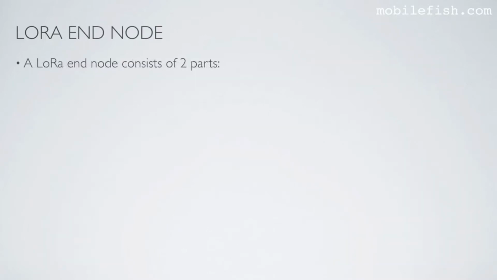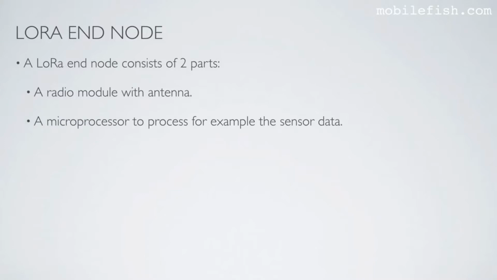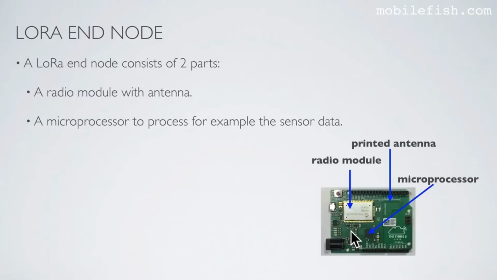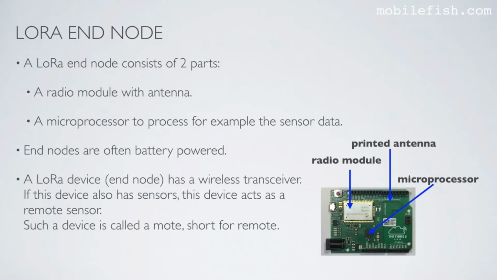A LoRa end node consists of 2 parts: a radio module with antenna, and a microprocessor to process, for example, the sensor data. This is a LoRa development board. Here is the radio module. Here is the antenna printed on the circuit board, and here is the microprocessor. End nodes are often battery powered. A LoRa device has a wireless transceiver. If this device also has sensors, this device acts as a remote sensor. Such a device is called a mote, short for remote.